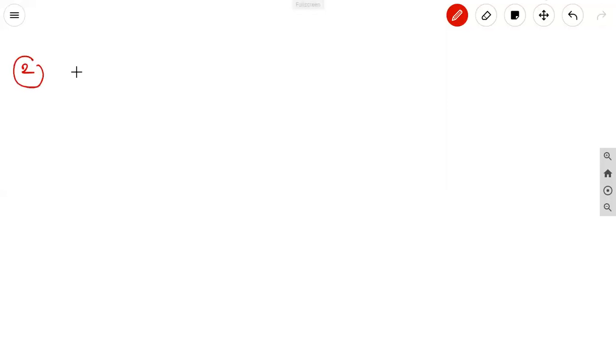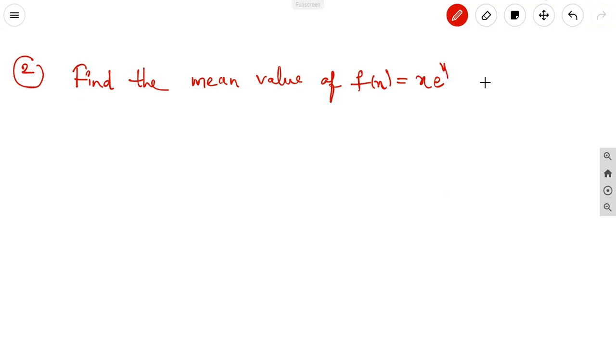The second problem, find the mean value of f of x equal to x e power x between 0 is less than x is less than 1.